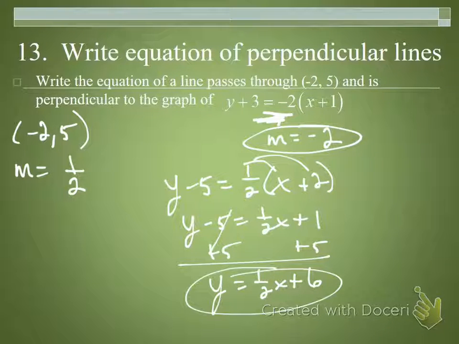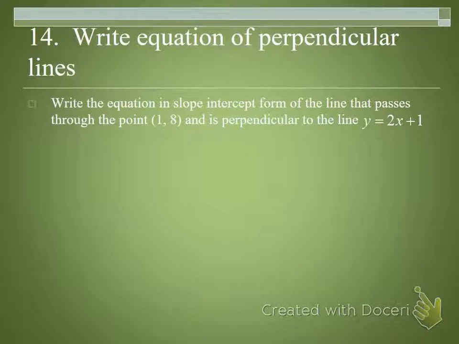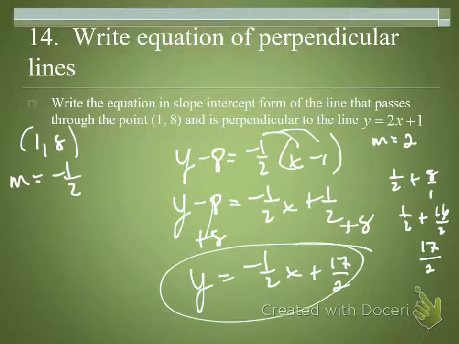Okay? All right. One more for you to take a look at. Stop the video and work it, and then start it back up and see if you're right. Okay, there you go. Should have gotten y equals -1/2 x plus 17 halves. Got to put it in slope-intercept form because it told us to. Okay? So check that out.